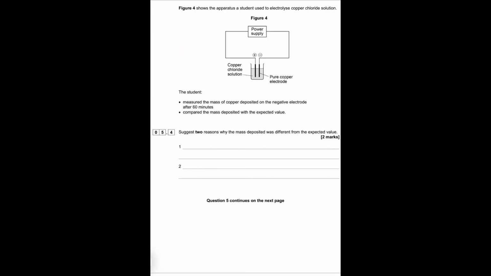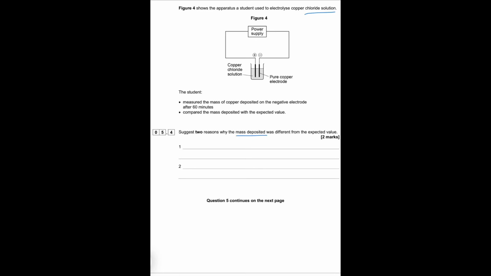Figure 4 shows the apparatus the student used to electrolyse copper chloride solution. So we've got copper chloride in the solution and we've got pure copper electrodes. The student measured the mass of the copper deposit on the negative electrode after 60 minutes, and then he compared the mass deposited with the expected value. Suggest 2 reasons why the mass deposited was different from the expected value.